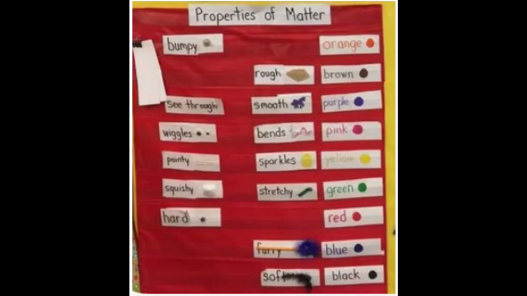I liked this word wall, the properties of matter word wall, because it had, I like the ones like rough, smooth, bend, sparkles, because there are objects tacked to it, or like the wiggly eyes or the squishy cotton ball. These are bringing words to life and using real objects instead of just a straight list of words on the word wall.